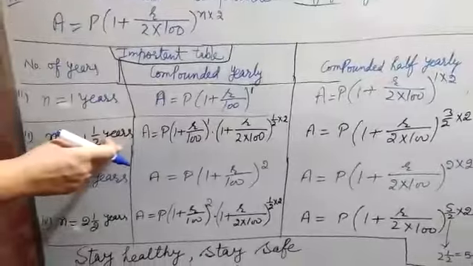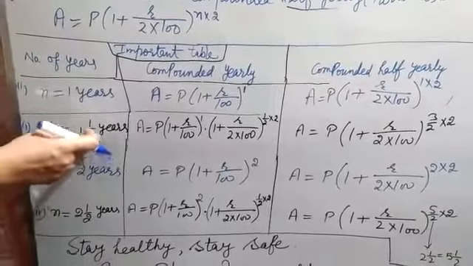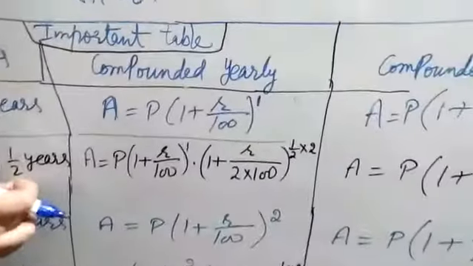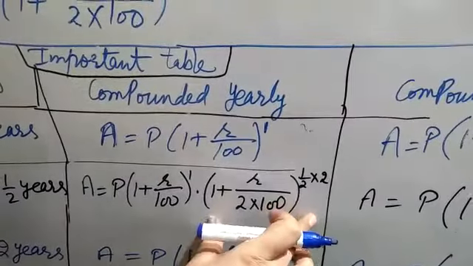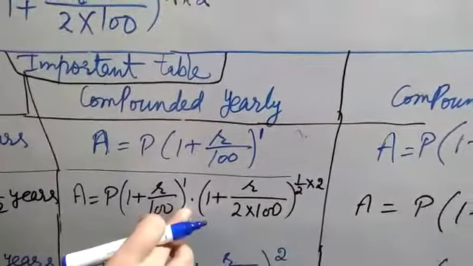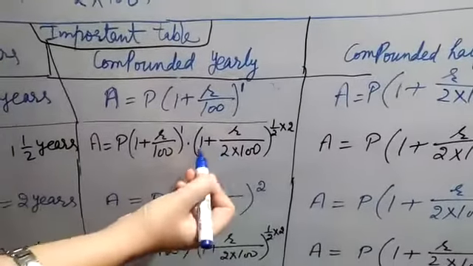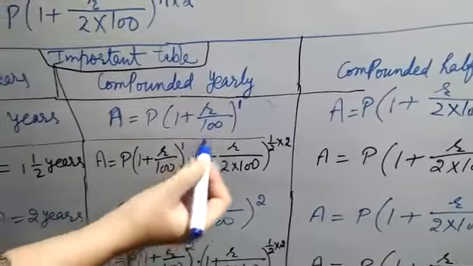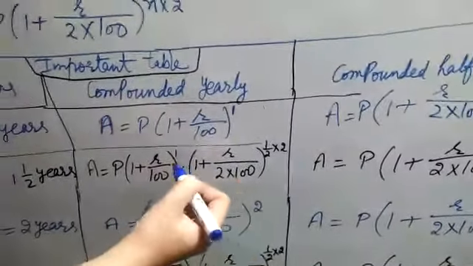For the same, when time is given as 1.5 years. See, the same formula for 1 year we have applied, then for the half year's formula, so both are taken in product. Students, this is when it is compounded yearly. What we did, we have taken for 1 year, then for half year, the same formula.